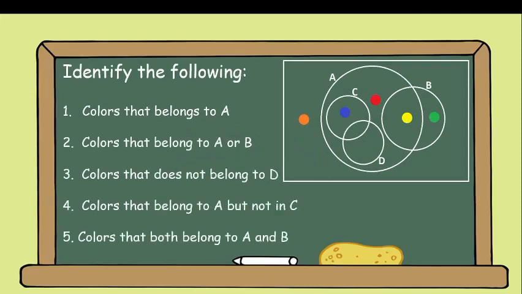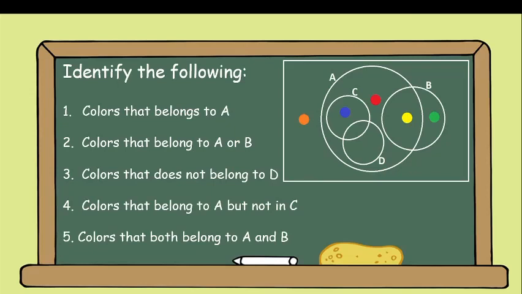For our activity, look at the following figure. Each of the circles represents a group denoted by the letter. Take note of the colored dots. Identify the following. Number 1. Colors that belong to A.